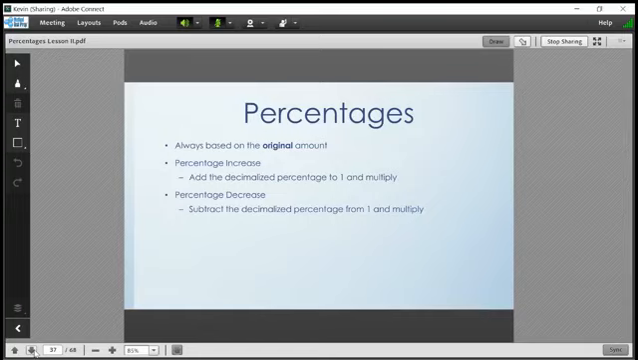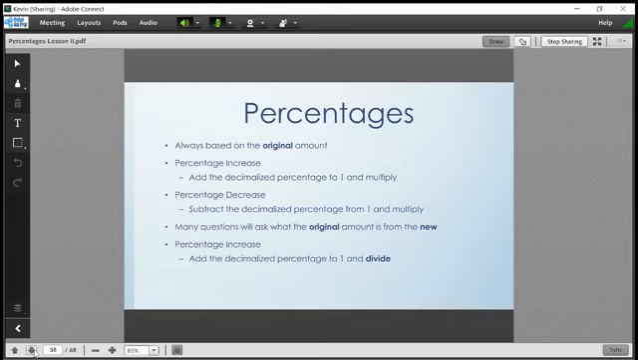Now, if I want to do a percentage decrease, it's the same thing. The only difference is because it's a decrease instead of an increase, I'm just going to subtract that decimalized percentage from 1. I'm still going to multiply, because anytime I'm going from the original to the new, it's always going to be multiplication. If it's a percentage increase, I add the decimalized percentage to 1. If it's a percentage decrease, I subtract the decimalized percentage from 1. But because I'm going from the original to the new, I'm always going to multiply.